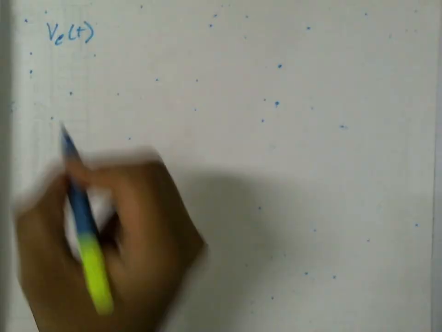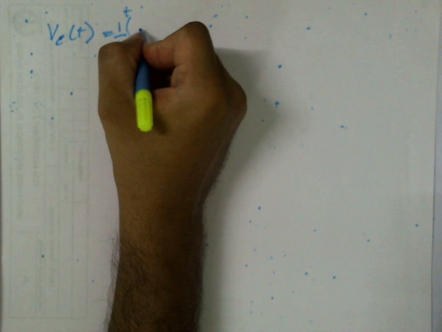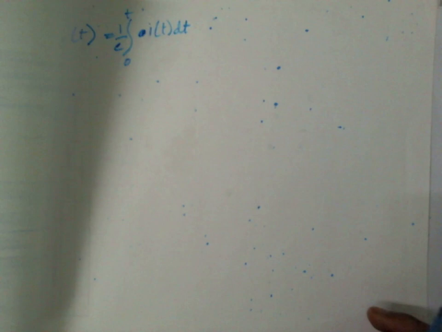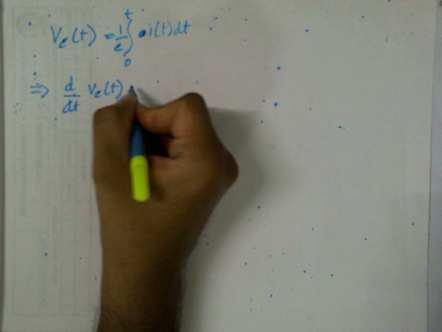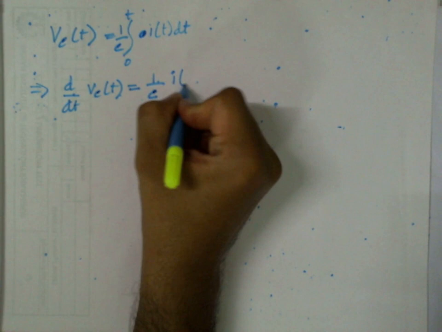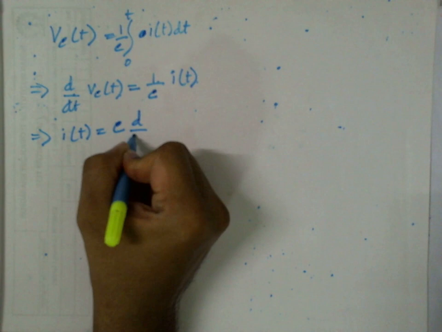So what we will do, we'll first see how Vc and this current i(t) are related. We know that Vc(t) is equal to the integration from 0 to t of 1 by C times i(t) dt. That's what we have seen here. So we can write, this implies that d/dt of Vc(t) is equal to 1 by C times i(t), or this implies i(t) is equal to C times d/dt of Vc(t).